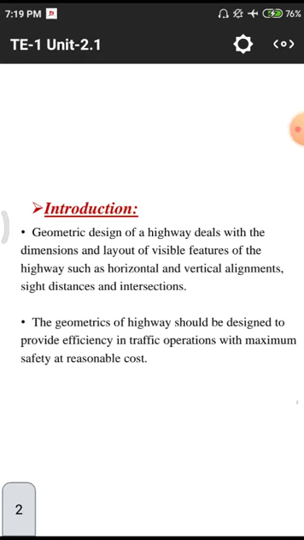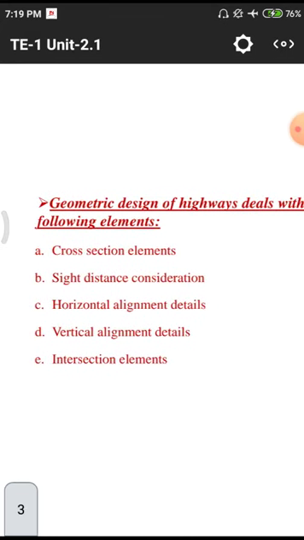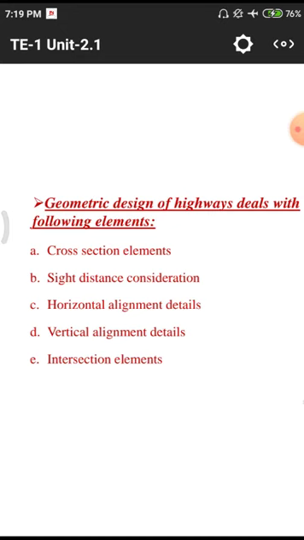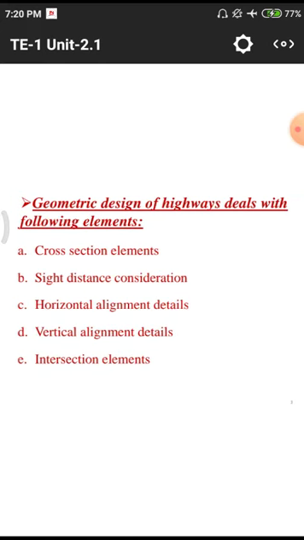All those come under geometrics and other primitives. That means these are the measures we need to take for construction in terms of geometrics. And next one, the geometric design of a highway mainly deals with the following elements. So the geometric part of a particular highway or any other project mainly deals with these kinds of operations. So, these 5 operations.